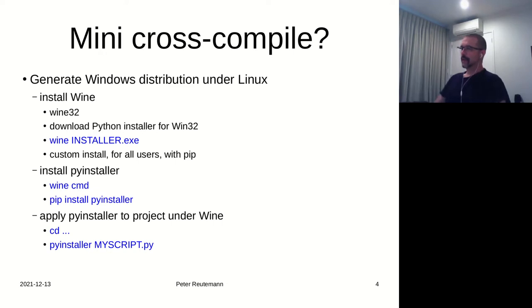And then you can just open a command prompt, the Windows command prompt of wine-cmd. And then in there, just call pip install PyInstaller, and you have PyInstaller in that environment. And then you go to whatever directory you have your project in with a cd command, and then just call PyInstaller and your script from there, just like under Linux, and that will generate Windows executables for you.